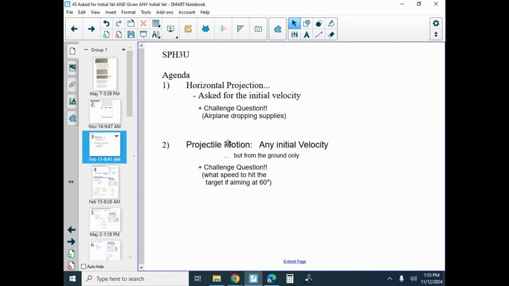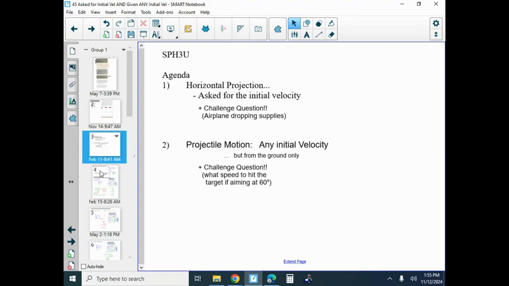Everyone, this lesson we're continuing with projectile motion. Instead of just horizontal projection, we're going to look at when you can have any initial velocity at the start, at any angle. We're going to simplify it down to just being from the ground only for now, to continue with the idea of taking bite-sized pieces, and then some challenge questions along the way here.